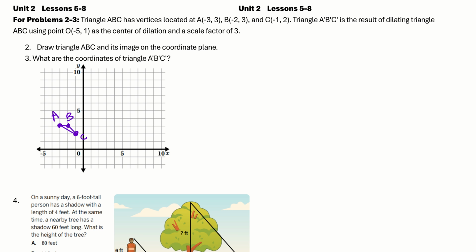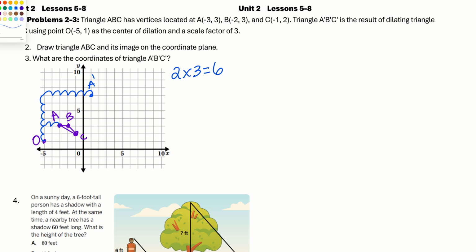Now my letter's out of the way. It's a little guy. Now I can't draw its image without my center of dilation. So it's at -5, 1. This is O. So to create this, we need to count distances so that we can find out how far I need to move A, B, and C by the scale factor of 3. So let's do A first. I go 1, 2, 1, 2. So 2 times 3 is 6. So now to get A prime, I start back at O and I count 6. So 1, 2, 3, 4, 5, 6. Here's A prime.